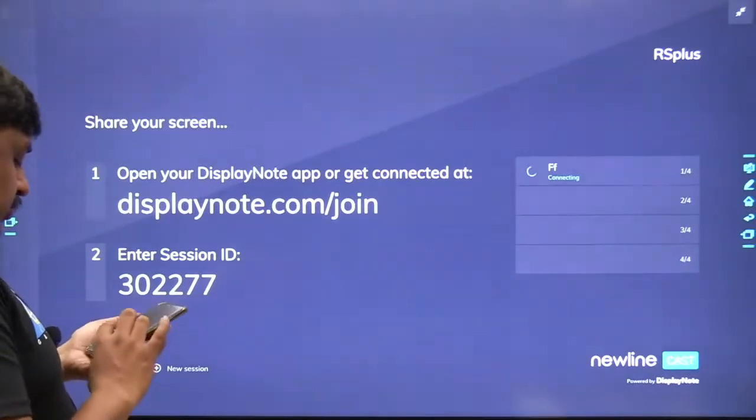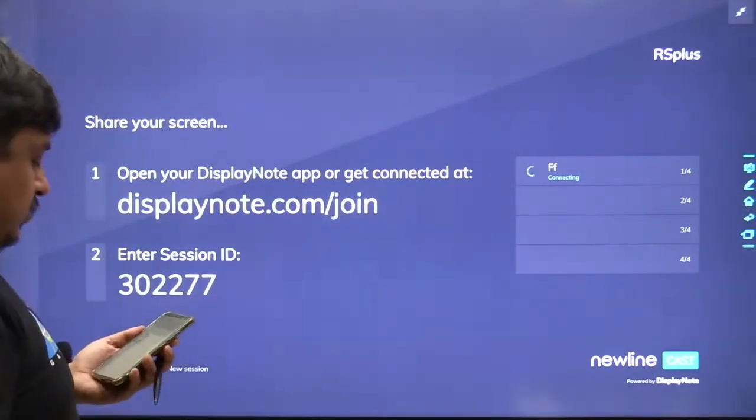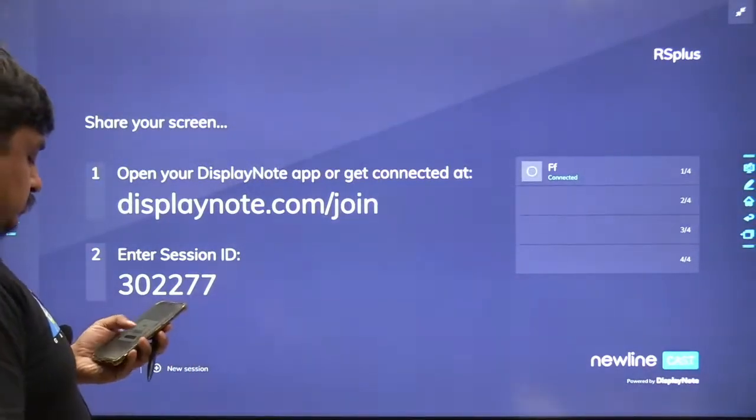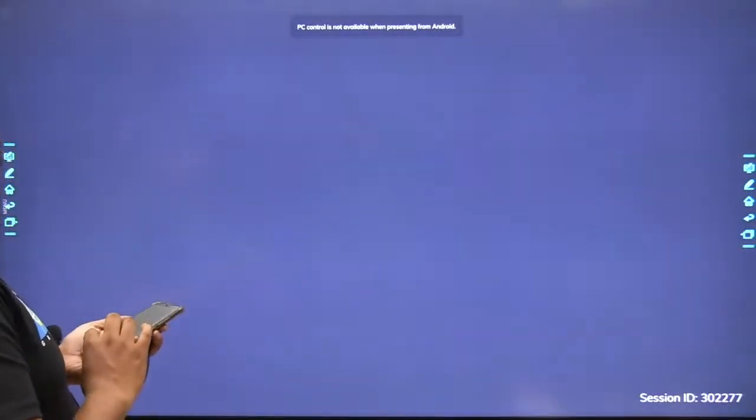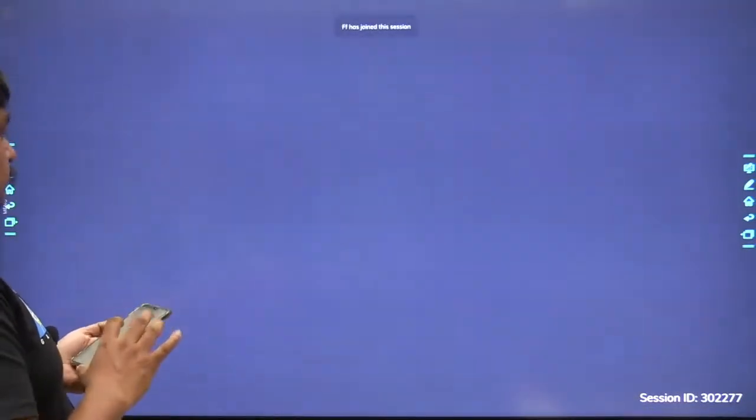Just a minute, it is not getting connected. See, let me draw this. Why is it not getting connected? FF has joined the session.